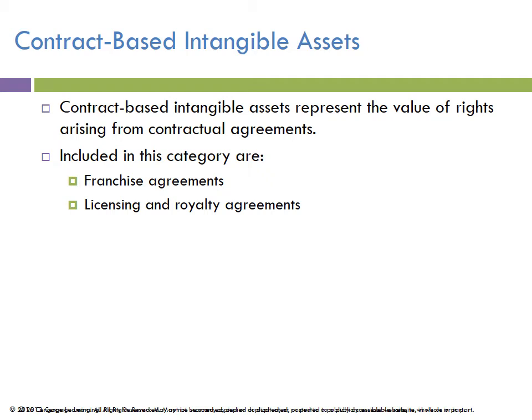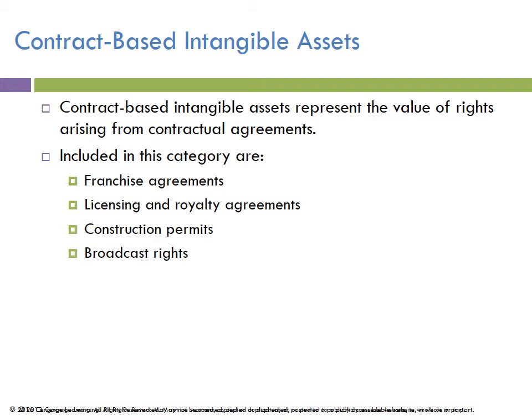Licensing and royalty agreements. For instance, Hershey has a licensing agreement with the Nestle Company. Nestle is actually the one who owns the recipe for the Kit Kat bar. They don't call it the Kit Kat bar in Europe, but they make that product in Europe. Hershey makes it here in the United States. They have a licensing agreement to do that. So they paid Nestle, and Nestle gave them the right to use that recipe.